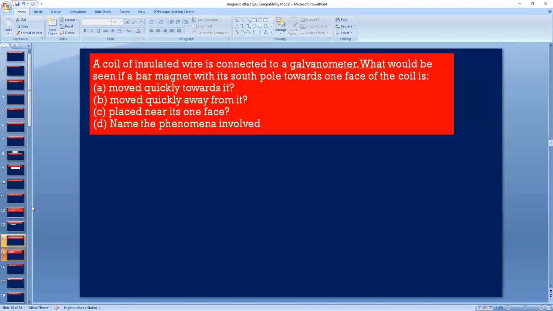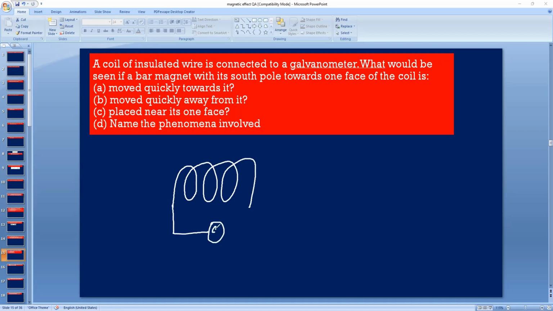Next question. A coil of insulated wire is connected to a galvanometer. What would be seen if a bar magnet with its south pole towards one face of the coil is moved quickly towards it, moved quickly away from it, placed near to one of its faces? Name the phenomenon involved. This is a 3 marks question. A coil of insulated wire connected to a galvanometer. Now, there's a bar magnet with its south pole towards one face. South pole is here, north pole is here.